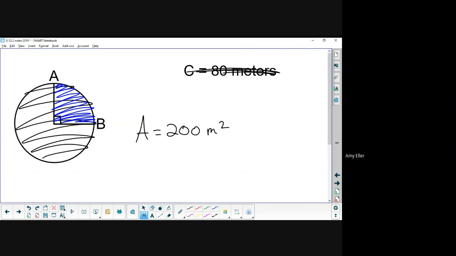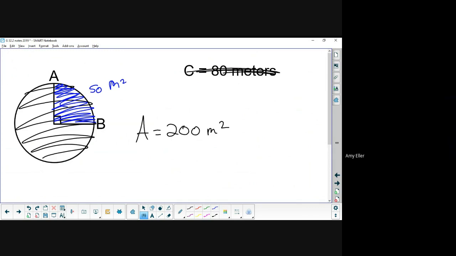Raise your hand if you have an idea. How much area is that blue slice? What do you think? 50. Can you just take a fourth of that? Yeah. This slice is a fourth of the whole pizza. So a fourth of 200 is 50.